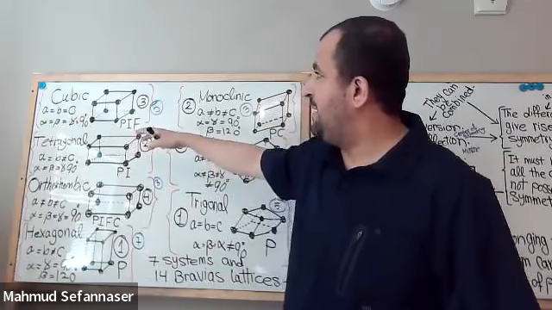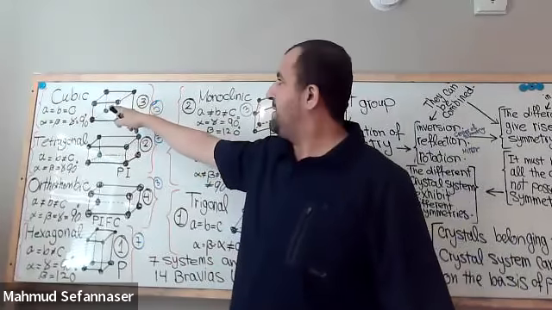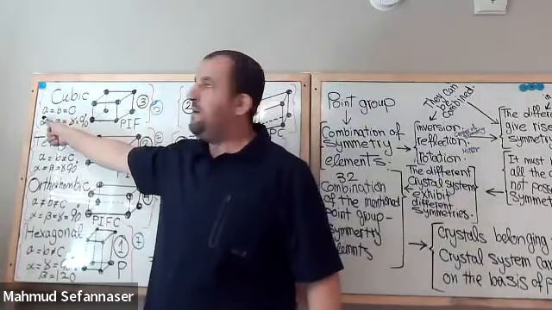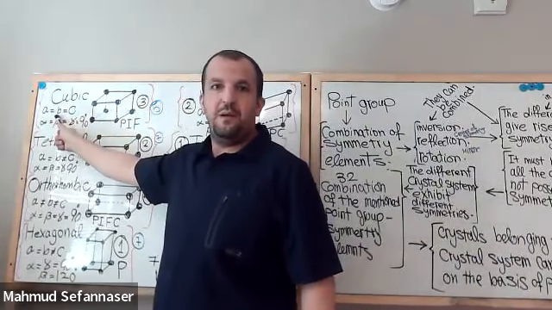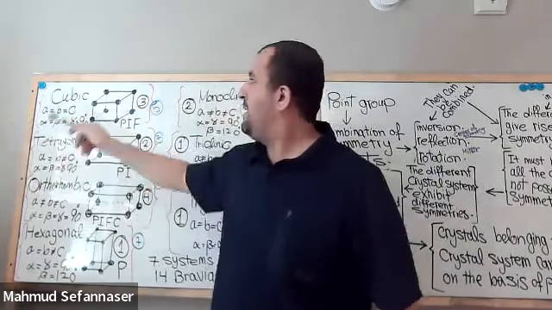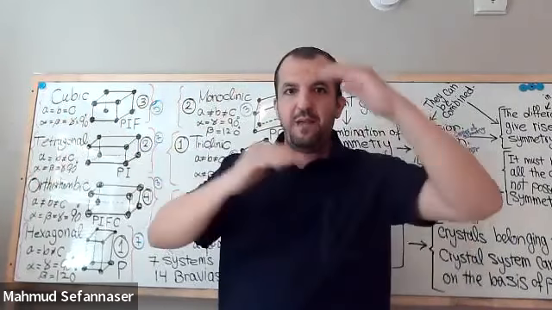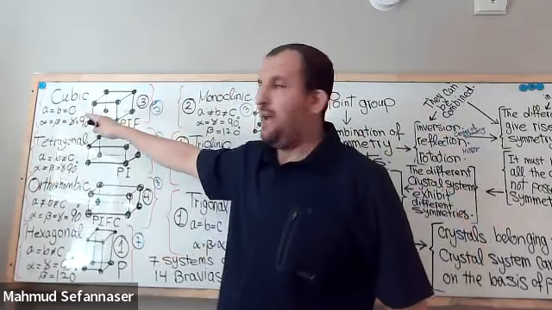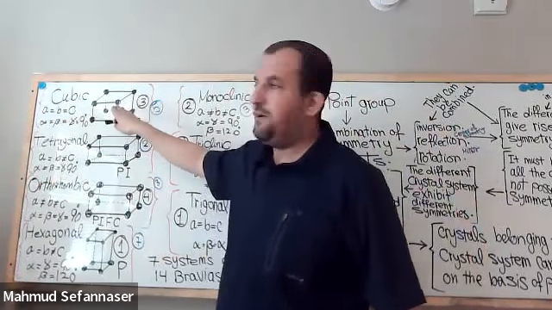For example, if I come to the cubic crystal system, you can see that the height, the width and the length are equal. So a, b, c have the same dimensions. You can see a is equal to b is equal to c, and you can see that we have a cube here.